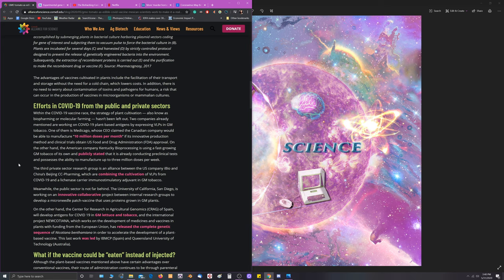Interesting. So the third private sector research group is an alliance between the U.S. company iBio and China's Beijing CC Farming, which are combining the cultivation of VLPs from COVID-19 and a lichenase carrier immunostimulatory adjunct in GM tobacco.